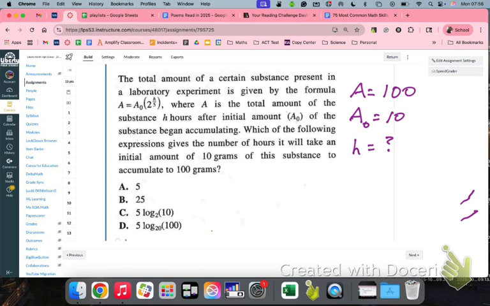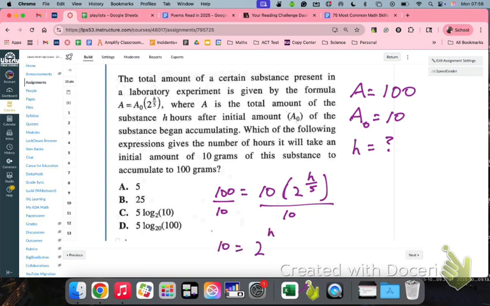So we have this equation now. It looks horrible, but we can just plug in these numbers. So 100 equals 10 times 2 raised to the h over 5 power. That's what we're dealing with, and we want h by itself. So normally, to get h by itself, we can just divide by 10, and we're going to get 10 equals 2 raised to the h over 5 power. Now, we need to do the log ride. We need to convert this thing. We need to get h by itself.